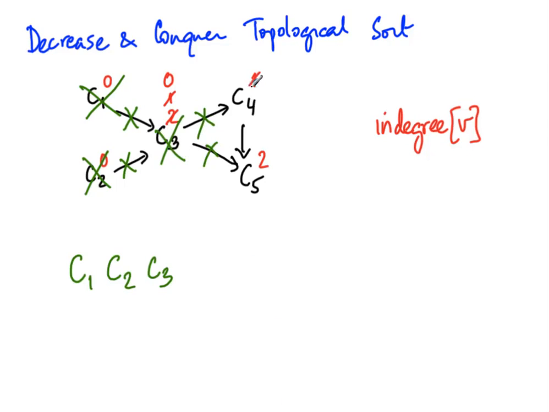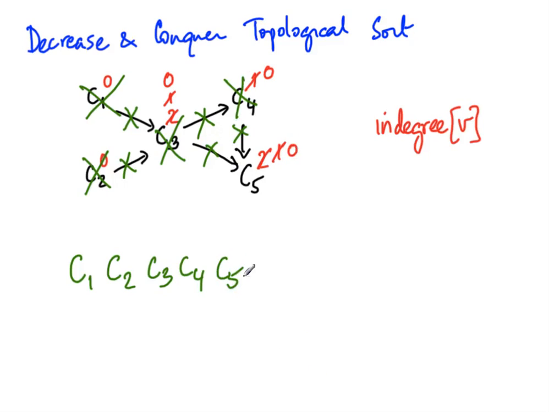So this in degree becomes 0 and this in degree becomes 1. So at this point, C5 is not a source, but C4 is. So we can do C4. Okay. So having done C4, we again delete C4, recompute the in degrees. So there's only one vertex left, so it has no edges, and therefore we now enumerate C5 and we are done.